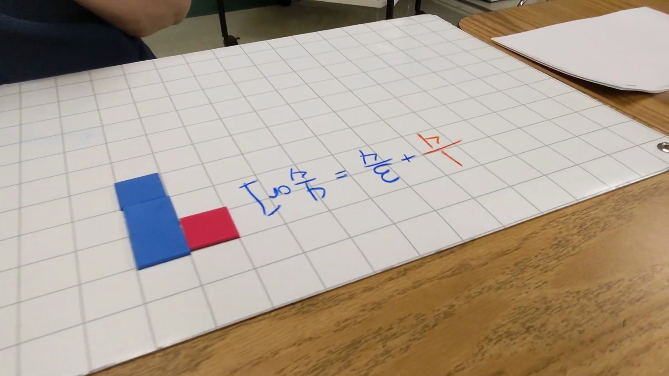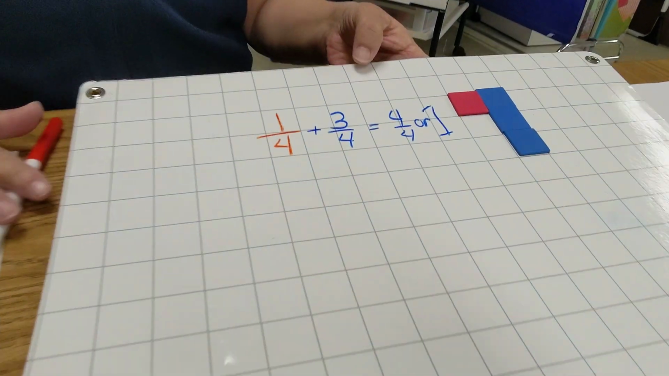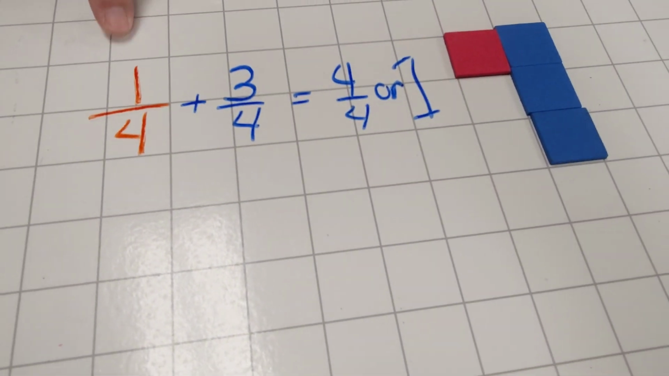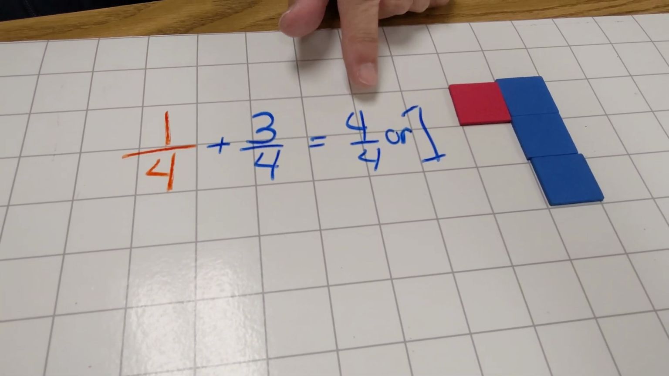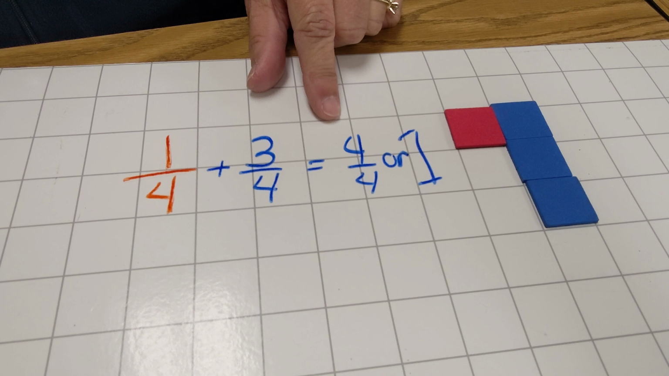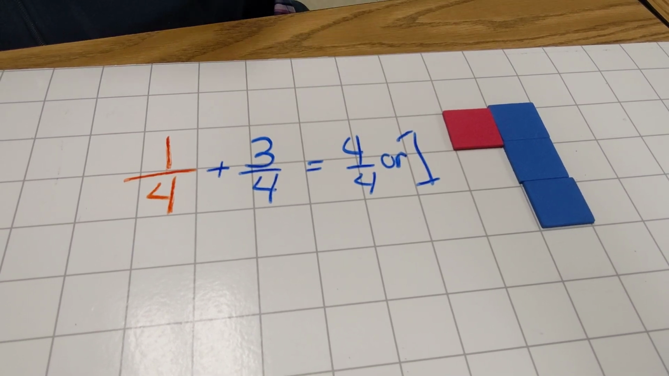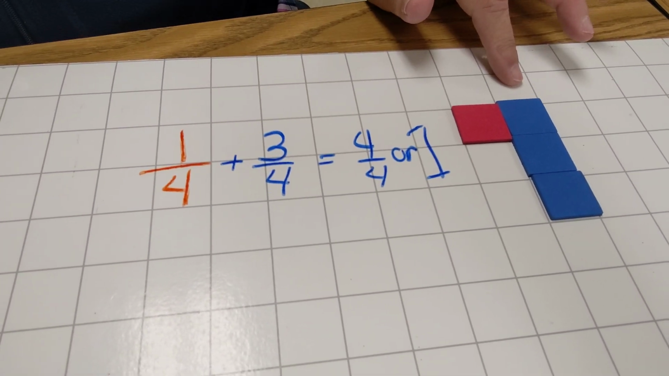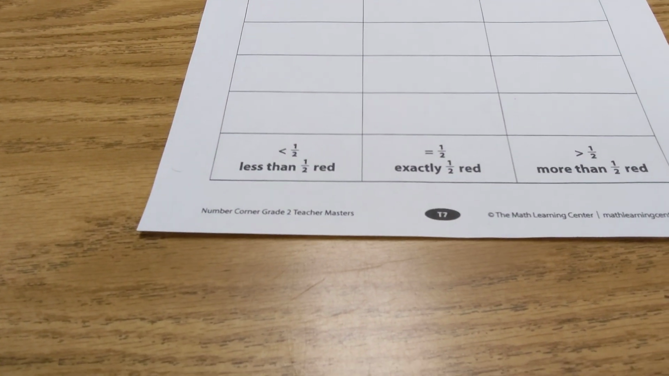See, that's an or. Okay, so 1/4 was red, 3/4 were blue. If you add them together, it makes 4/4 or 1 whole. So in our column today, we get to fill in less than half or red.